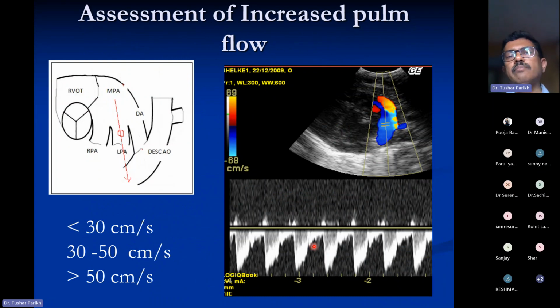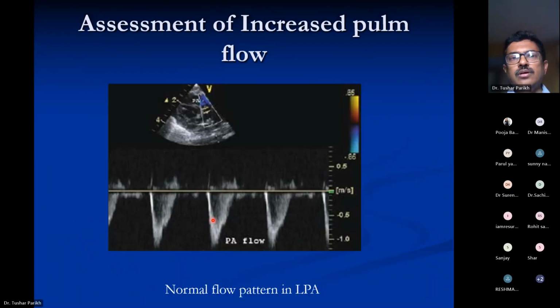Now, this completes the assessment part of the duct, but then we also have to assess pulmonary overcirculation and systemic steal. That will complete the assessment of the PDA. When we look at pulmonary overcirculation, we do Doppler of the left pulmonary artery. Put the pulse wave Doppler here and press the button and look for the diastolic velocity in the left pulmonary artery. Normally in the left pulmonary artery there is no diastolic blood flow, but if you are seeing a little blood flow, it is a mild PDA. 30 to 50 centimeter per second is a moderate PDA, and if you are seeing more than 50 centimeter per second, it is a large PDA. So again, this is a normal flow pattern in the left pulmonary artery. There is no blood flow during diastole.